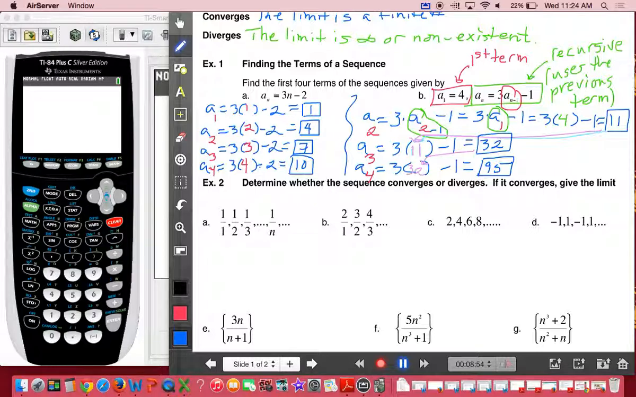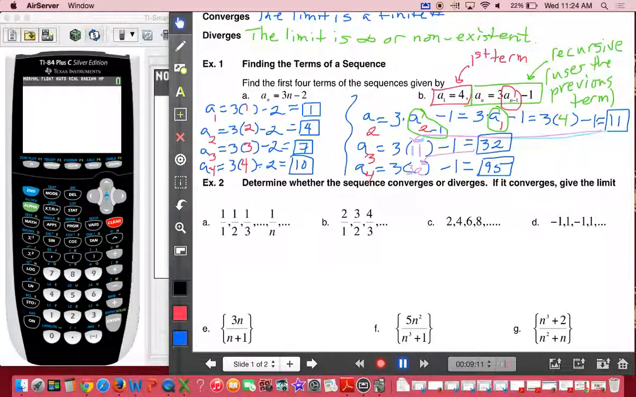So recursive looks a little bit more complicated, but it really isn't that complicated. Instead of substituting in the value for n each time like we did in part A, you're just taking the previous term and substituting that in each time. So practice that. Any issues or concerns with that?